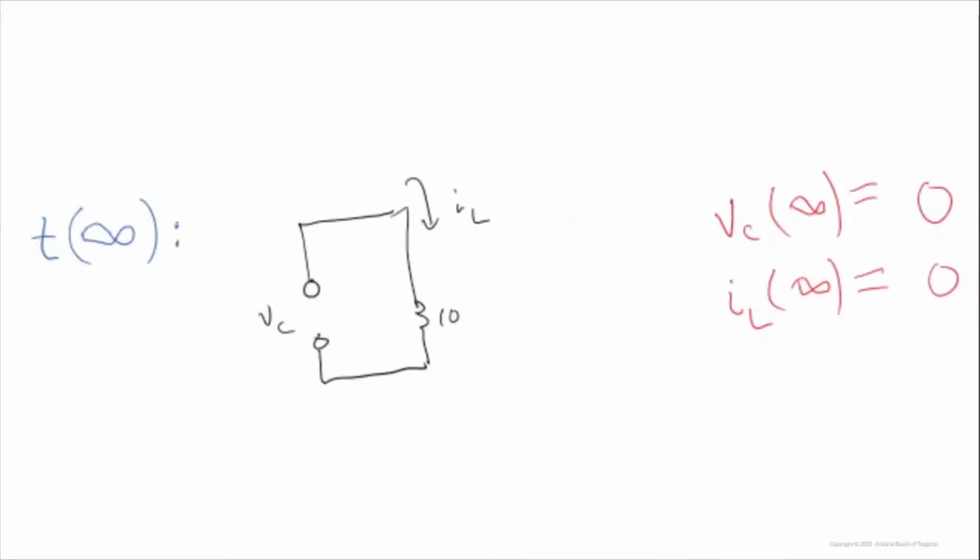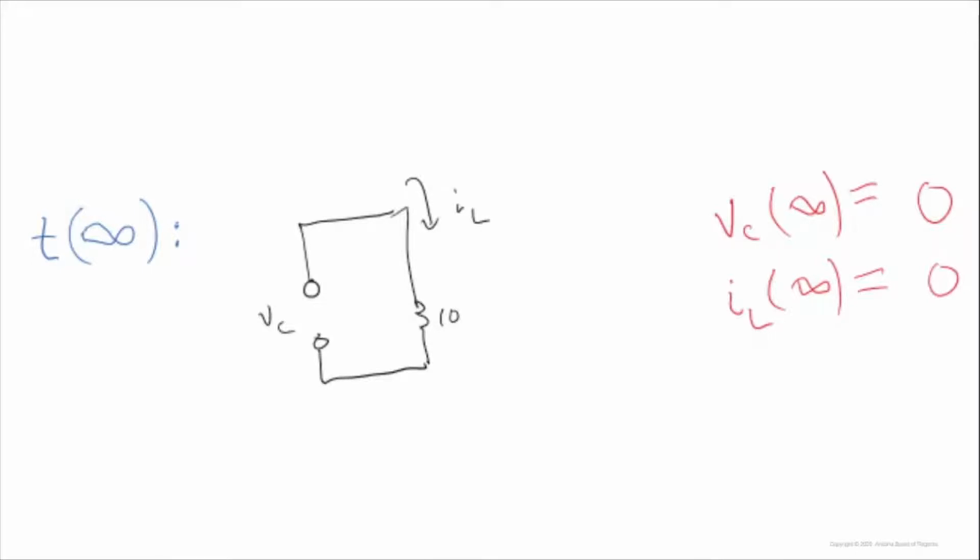Now let's draw the circuit at t equals infinity, or after the circuit has reached steady state again. Once again, we draw the capacitor as an open and the inductor as a short, but without the voltage source, since the switch is open and the voltage source is therefore disconnected.